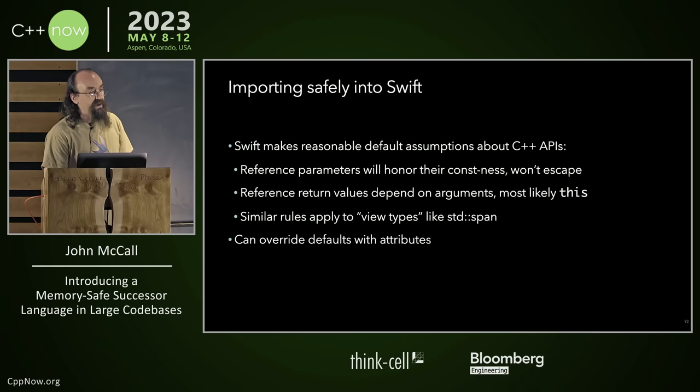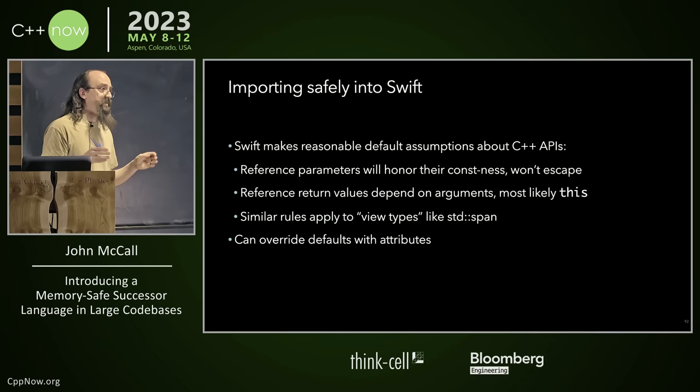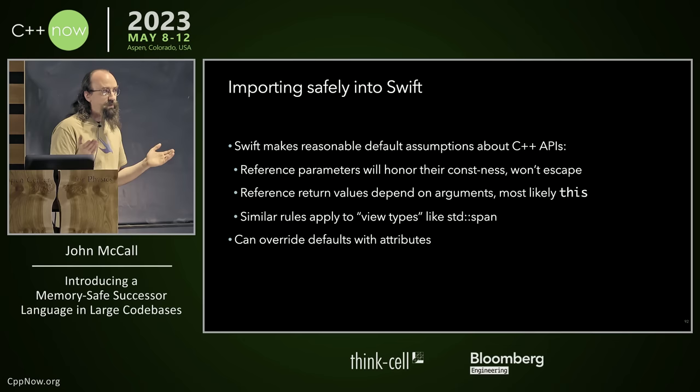Those are defaults, so we will have the ability to override those defaults with attributes, so that you can say, hey, look, I need you to either not import this thing, it's just an unsafe API and I need to wrap it in some other way, or import it using unsafe pointers or something like that, and I'll take care of it.